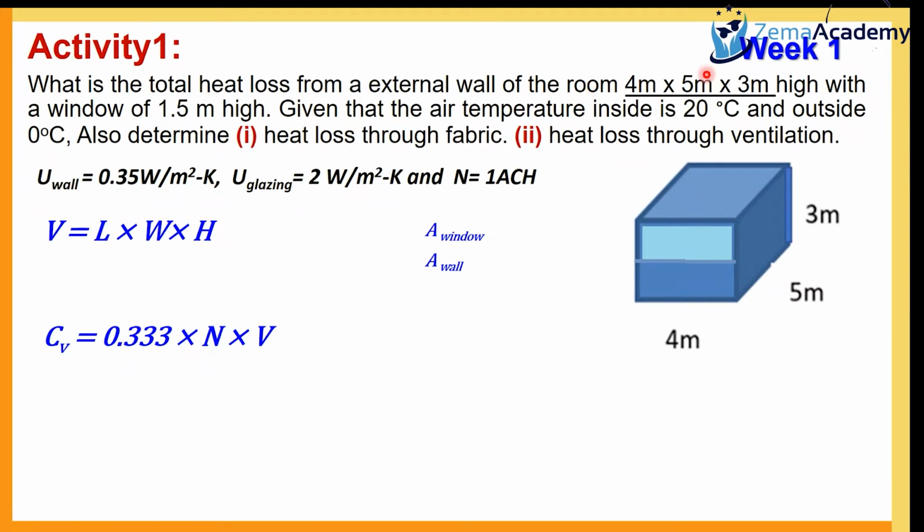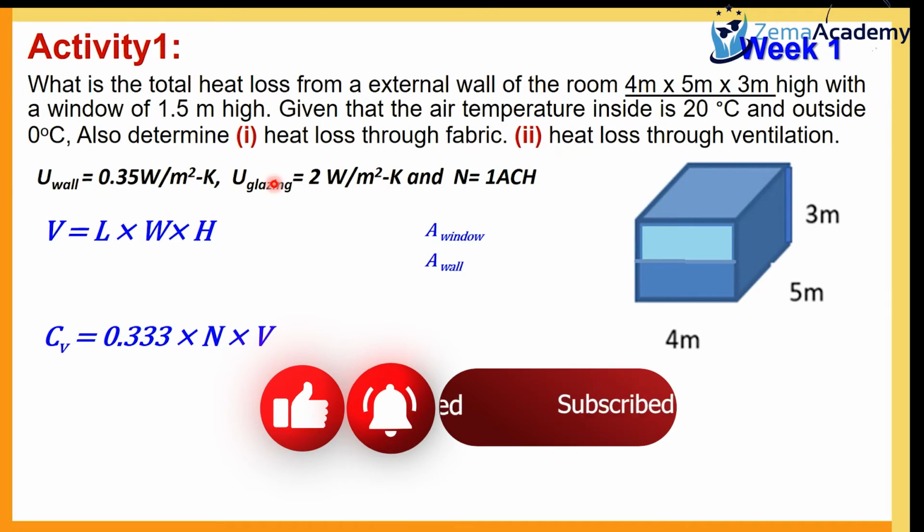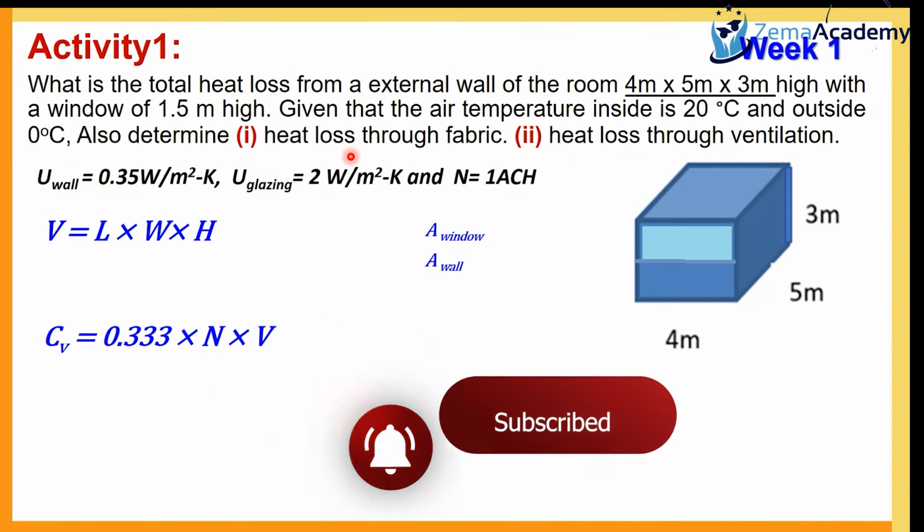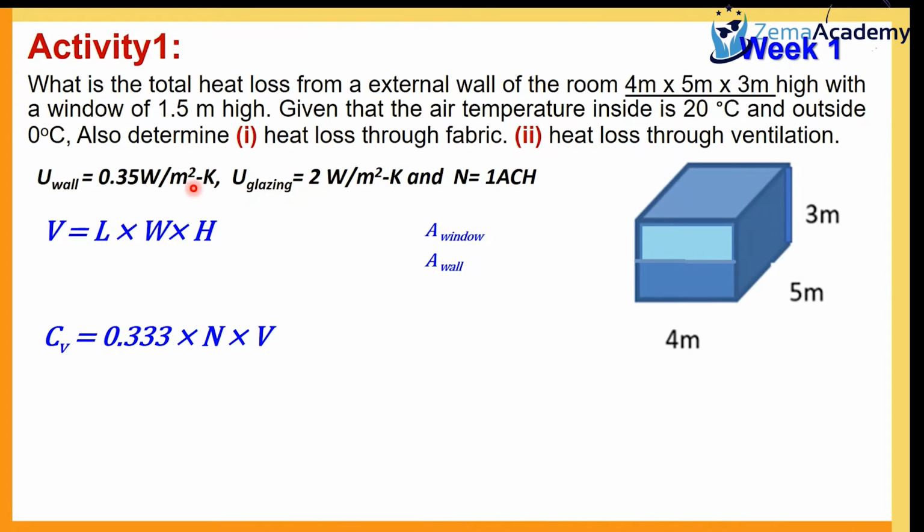So in this problem, I have given you the dimensions 4 by 5 by 3. And I have also given you the height of the window, which is 1.5 meters. I have given you the inside temperature of the room, which is 20 degrees C, and the outside temperature, which is 0 degrees C. The properties that are needed to calculate the heat losses, the thermal transmittance for the wall and glazing, are given to you, and heat conduction through ventilation. This will require the number of air changes, which is also given to you.